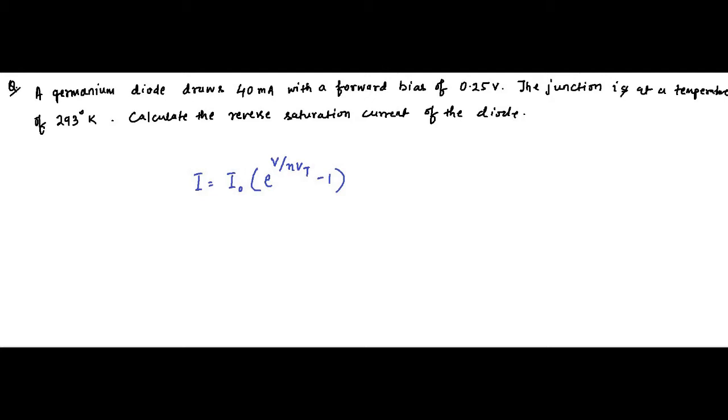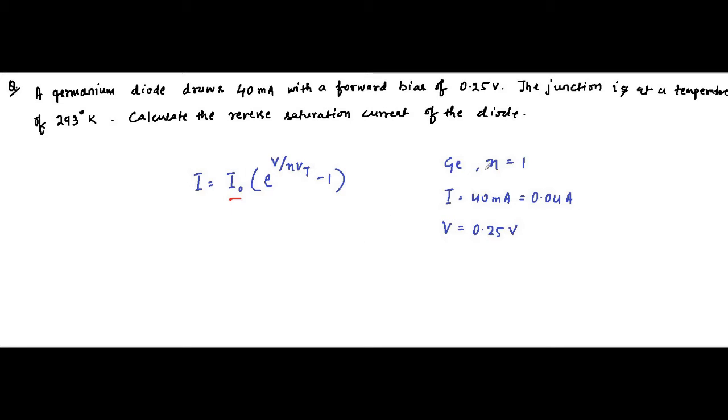Okay, so here what is mentioned in the question? First, the diode type is germanium, which means the ideality factor will be equal to 1. Then the diode current is given, which is equal to 40 milliampere, which is equal to 0.04 ampere. The applied forward bias voltage is equal to 0.25 volt. And the question asked is to find out this reverse saturation current.